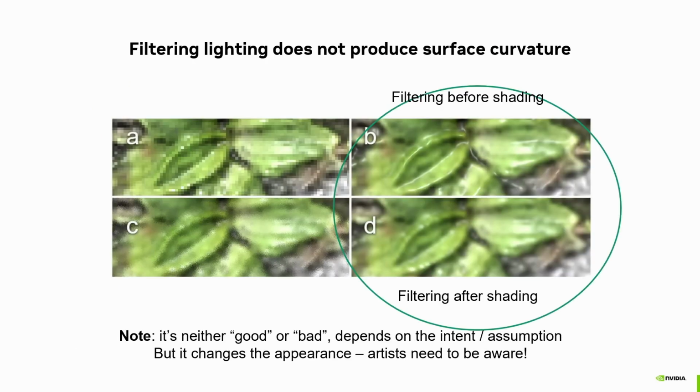And in this case, I would argue that the latter is better, but it's not fundamentally good or bad, because it depends on the artist's intent and assumption. If artists really looked at pixels and texels with a 1-to-1 ratio, then I would argue that this filtering after shading is better.